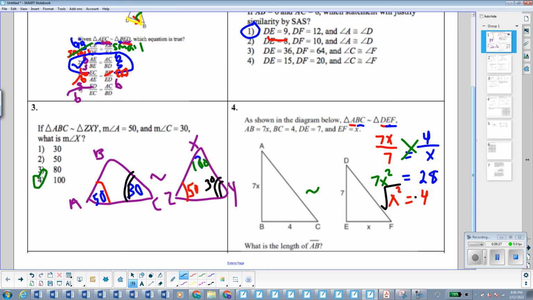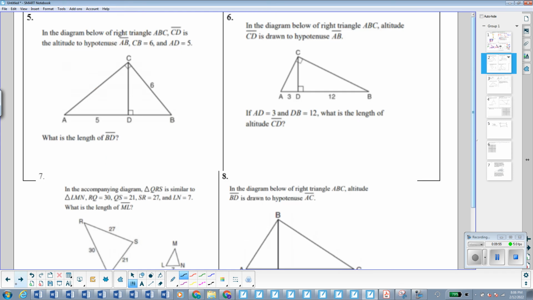And then taking the square root of both sides, we get x is equal to plus or minus 2. We reject the negative because we are talking about real world shapes. It wouldn't really make sense if a triangle had a negative side. So we have that our x value is 2. Plugging in for AB, which is what we need to find, 7 times 2 is 14. So 14 is the length of AB that we are looking for.